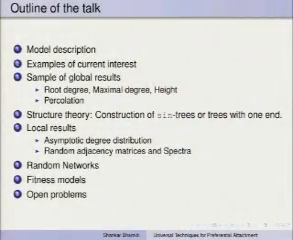So this is of course what people have been doing a lot. And also other things such as random adjacency matrices and spectra. And then I'll tell you how these methods also apply to random networks. There's not going to be much time to actually talk about fitness models. And then I'll tell you some open problems.